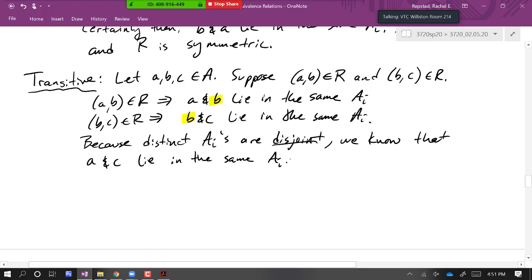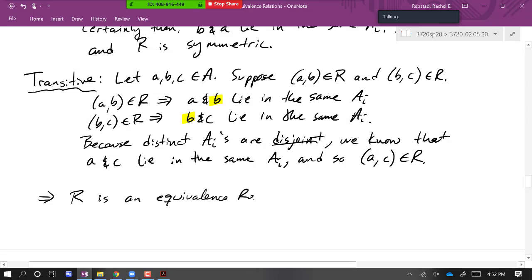So we know A and C are in the same A sub I, and so A must be related to C. That means we showed that it's reflexive, symmetric, and transitive. What does that tell us about R? Not a partially ordered set, an equivalence relation. A partially ordered set is anti-symmetric. The equivalence relation is symmetric. So R is an equivalence relation on A, whose equivalence classes are the A sub I's that partition A.